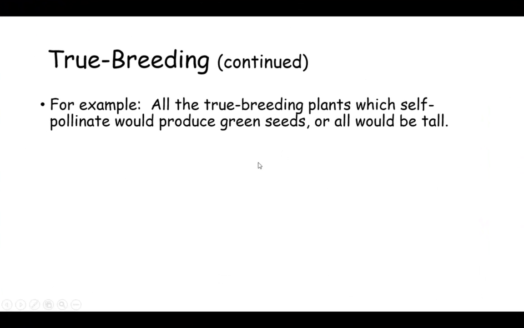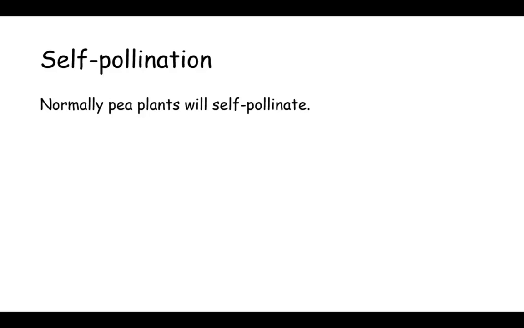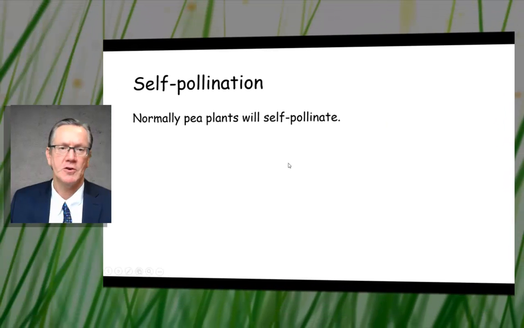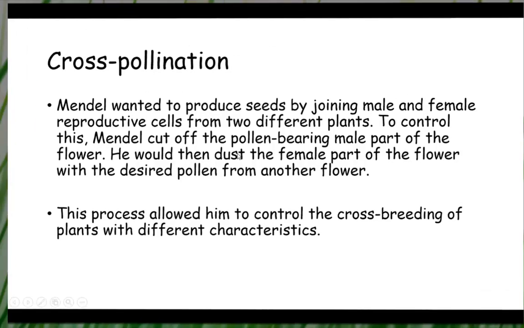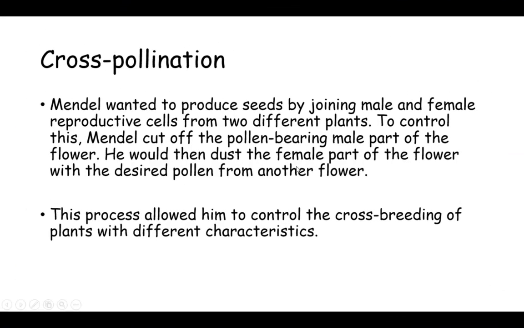True breeding. For example, all the true breeding plants which self-pollinate would produce green seeds, or all would be tall. Self-pollination. Normally, pea plants will self-pollinate. Cross-pollination. Mendel wanted to produce seeds by joining male and female reproductive cells from two different plants.